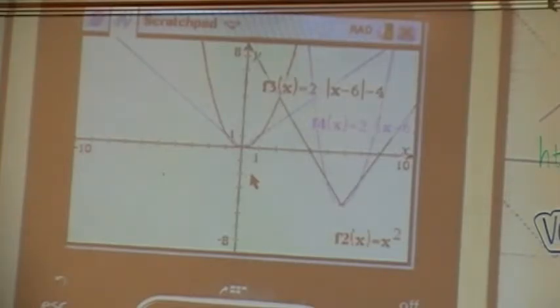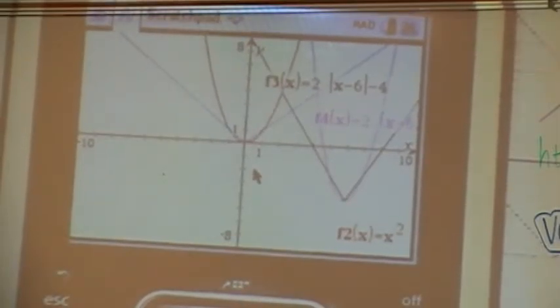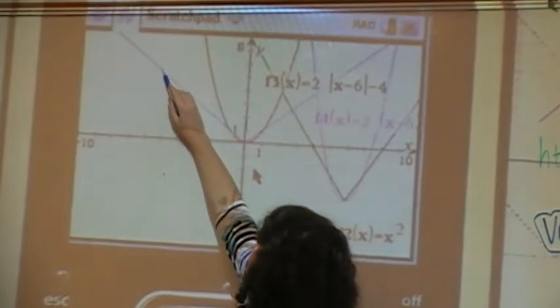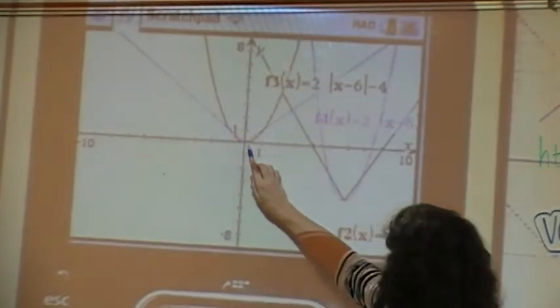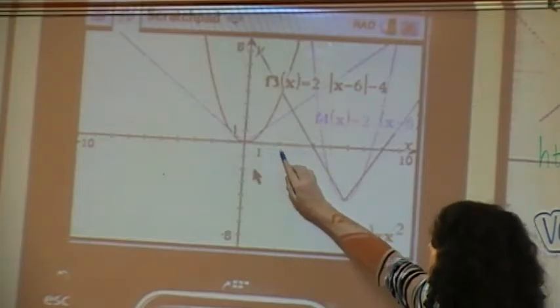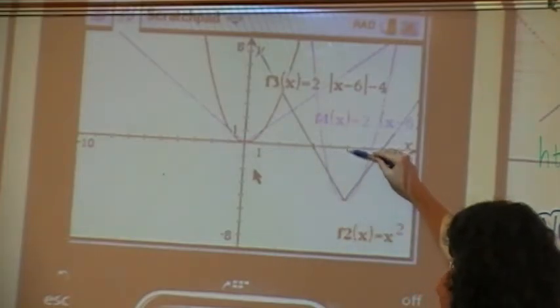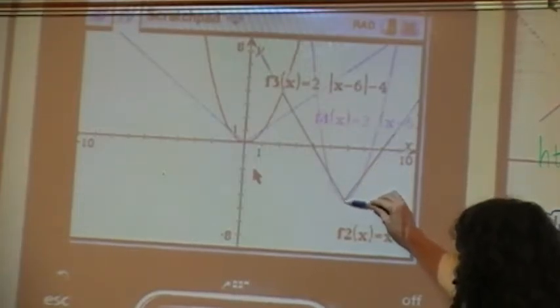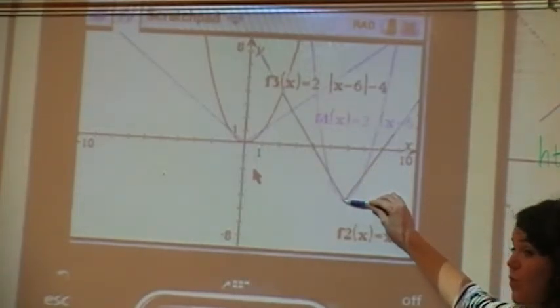About what this one did. Look at your graph. So let's look at the absolute value. They're a little darker and easier to see. There's my original parent function. And it obviously shifted to the right 1, 2, 3, 4, 5, 6 spaces. Shifted down 1, 2, 3, 4 spaces. That's where my new vertex is. So it shifted right 6, down 4.